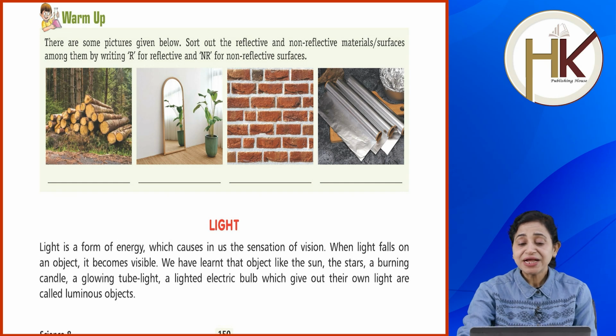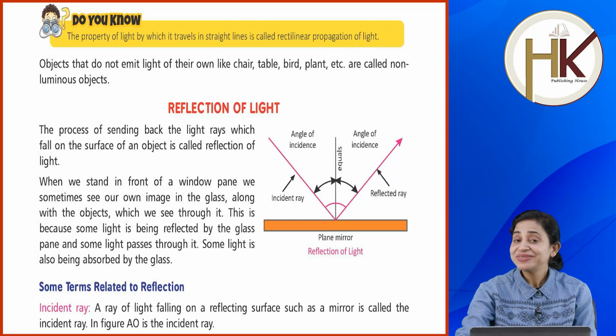Objects that do not emit light on their own like chair, table, bird, plant, etc. are called non-luminous objects. Now let's read about reflection of light. The process of sending back the light rays which fall on the surface of an object is called reflection of light. When we stand in front of a window pane, we sometimes see our own image in the glass along with the objects which we see through it. This is because some light is being reflected by the glass pane and some light passes through it. Some light is also being absorbed by the glass.